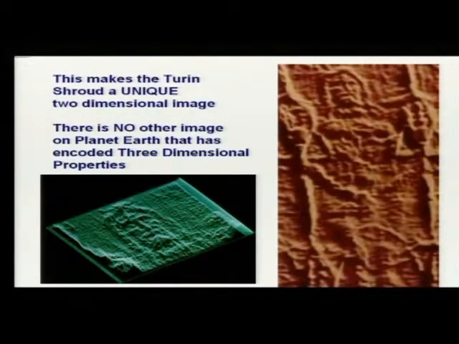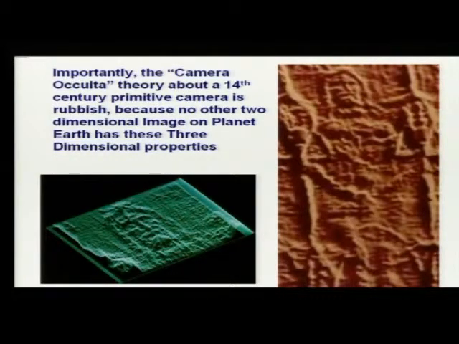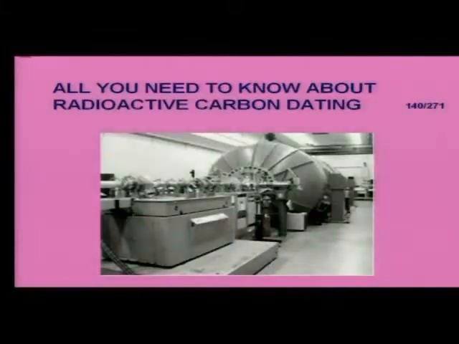On the left there, you can see the three-dimensional body of Jesus on the Shroud of Turin. Now, some people think that Leonardo da Vinci had a primitive camera called a camera obscura. Well, he may well have had that, but let me tell you that no camera today can produce these three-dimensional properties. Now we're going to look at carbon dating.